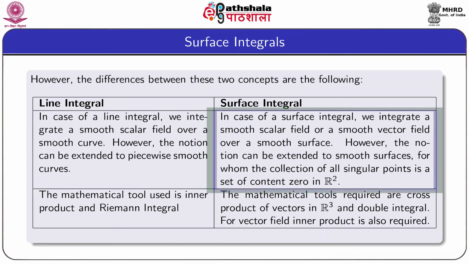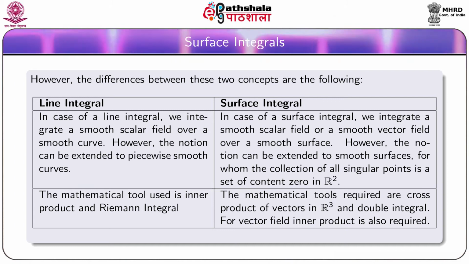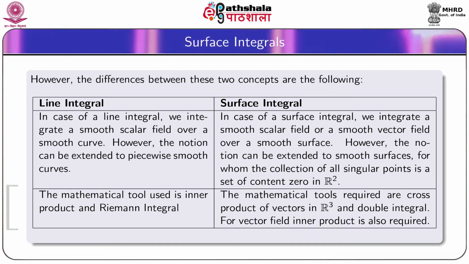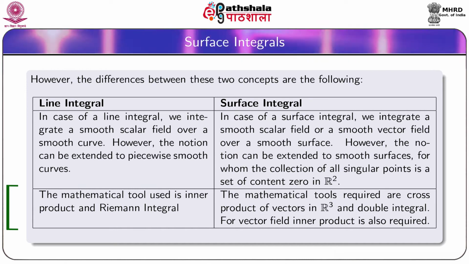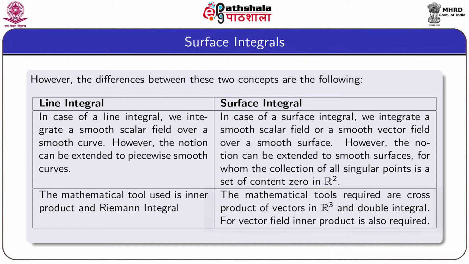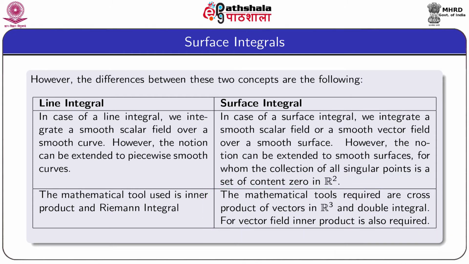On the other hand, in case of a surface integral, we integrate a smooth scalar field or a smooth vector field over a smooth surface. However, the notion can be extended to smooth surfaces for whom the collection of all singular points is a set of content 0. Secondly, in case of line integral, the mathematical tool used is inner product and then Riemann integral. For surface integral, we require the notion of cross product of vectors in R3 and then double integral. And in case of vector field, inner product is also required.